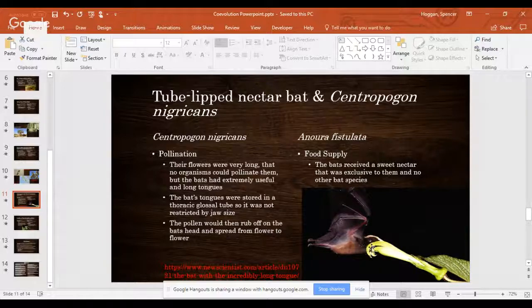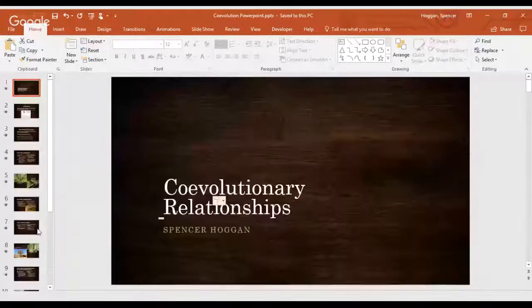And what they do is they allow for the bat to store its tongue down here in its thoracic cavity rather than being restricted to its jaw size like all the other bats. And so because they were able to evolve to match the flowers, now they have a mutually exclusive relationship where these flowers require the bats to pollinate and the bats require the flowers for food. And so the pollen will actually come out right here on the bat's head, and as the bat goes from flower to flower, it'll leave some pollen behind. So they have co-evolved together once again.